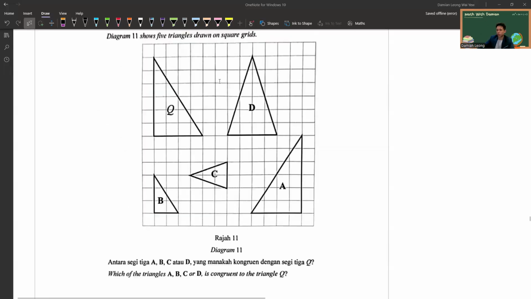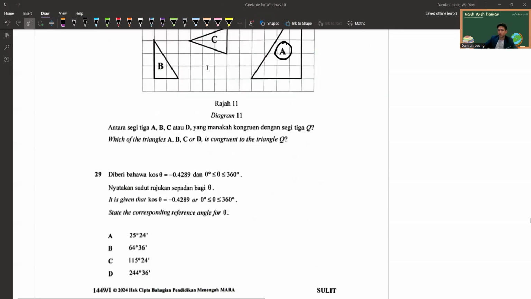Then question 28. Which of the triangles A, B, C, or D is congruent to triangle Q? So very simple. Congruent means exactly the same shape and the same size, but the orientation can be different. So it's very obvious. It should be A. It's just flipped towards the right side and then shifted down. Okay, so yeah, that's for question 28.